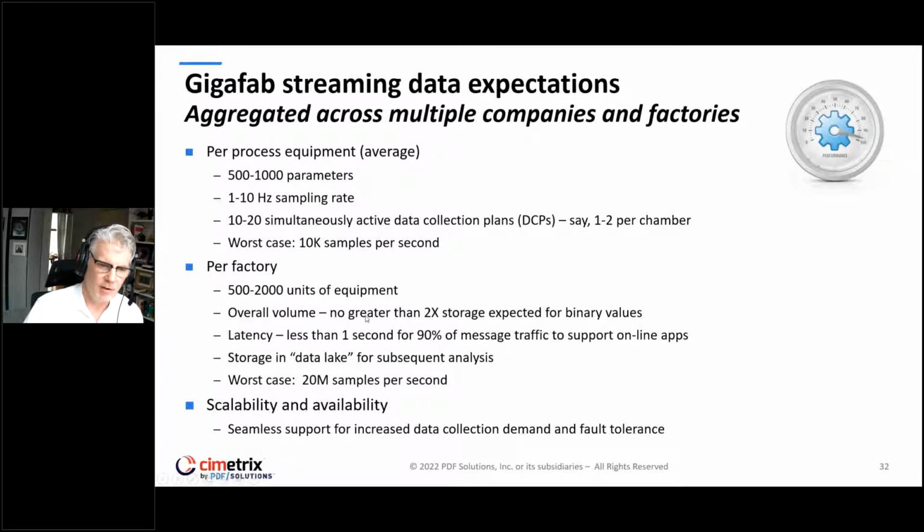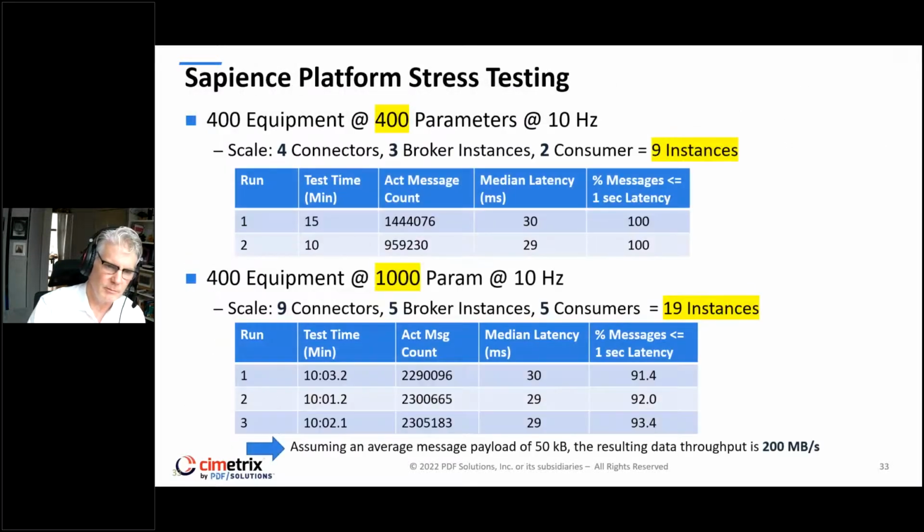They have specs for volume, they have specs for latency, they want to see this data in near real time, so sub-second latency. They have data lakes where they want to steer this data. And so in the worst case, you can get 20 million samples per second. And so these specs really require a highly scalable, highly available solution like Sapience, like the streaming solution. And so one real world example was a customer had a fab with 400 equipment, and at the low end, it's sort of a slow running fab. They had 400 parameters sampled at 10 hertz.